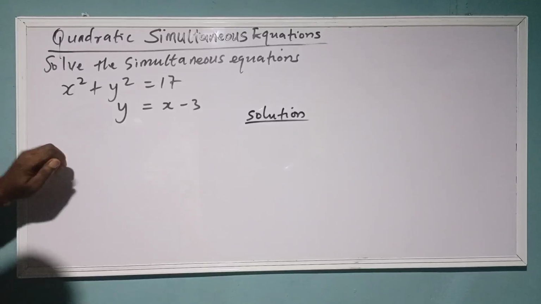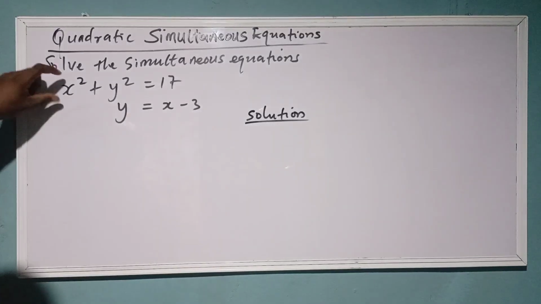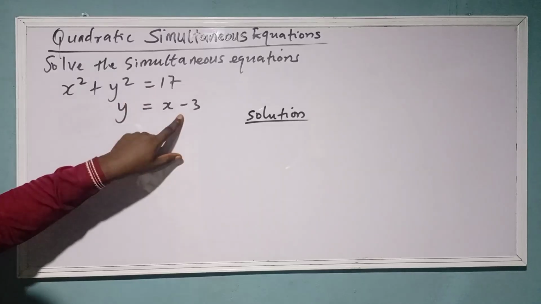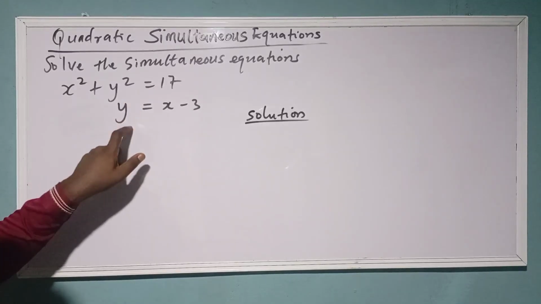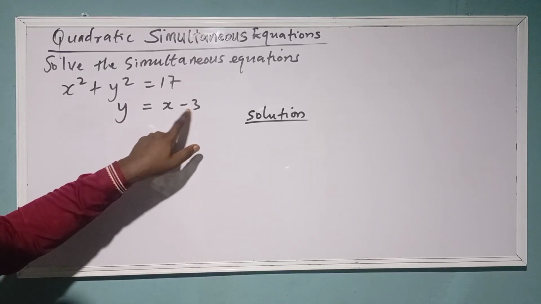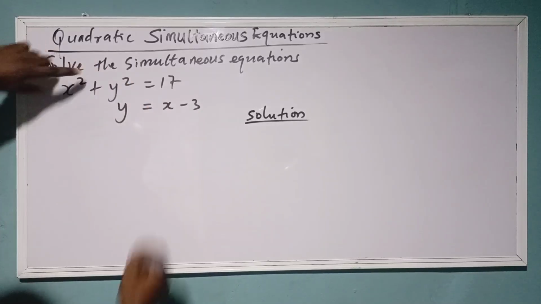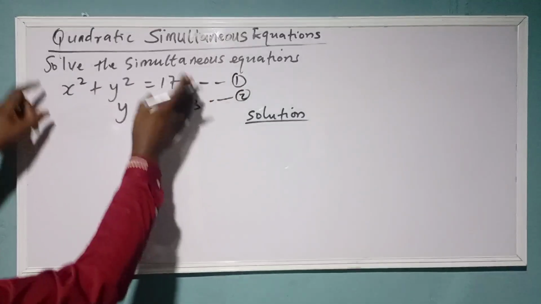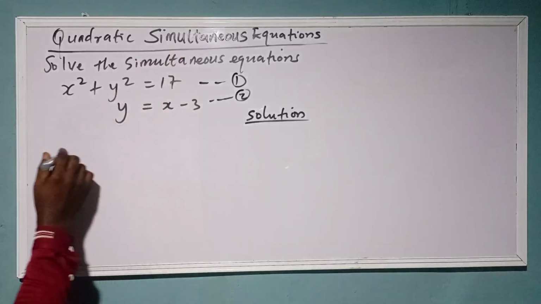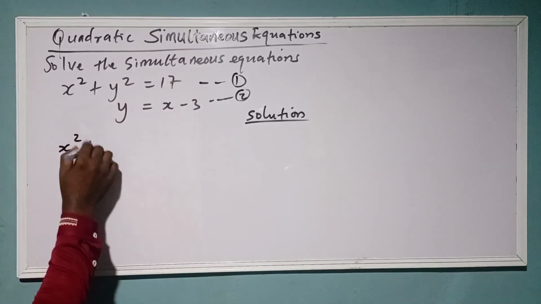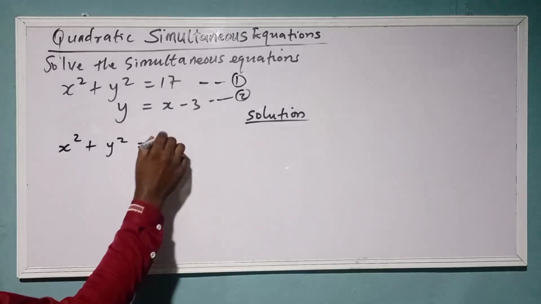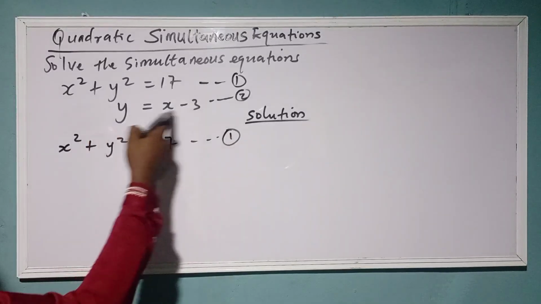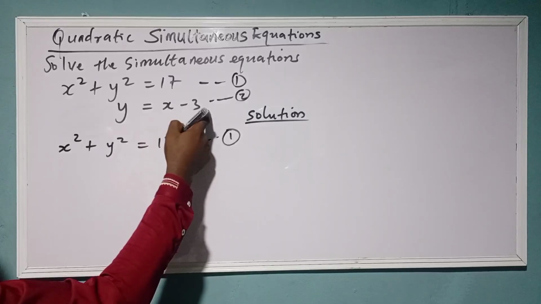Now this question is telling you that you should find the value of x and y. In this case, I can start by substituting. I'll substitute the value of y as x minus 3 into equation 1. If I call this one equation 1 and this equation 2, I can substitute equation 2 into equation 1. So let's see: x squared plus y squared is equal to 17. That's equation 1.